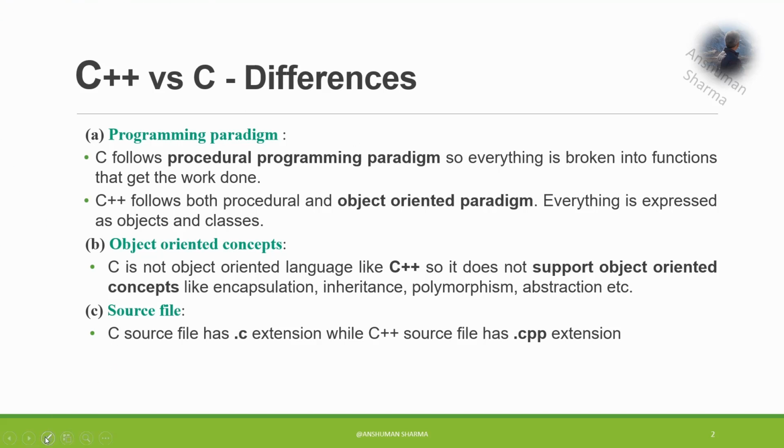whereas C++ follows both procedural but is primarily an object oriented approach, and therefore everything is written in terms of objects and classes. This is why it follows an object oriented approach. We can also make another difference: object oriented concepts are followed in C++, but these are not supported in C because it does not follow the object oriented approach.